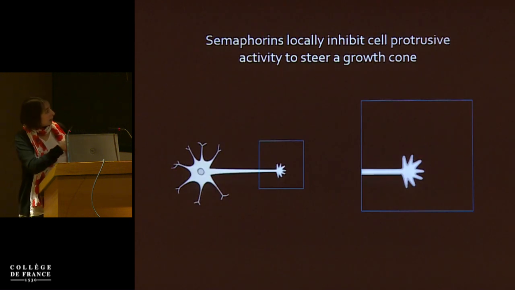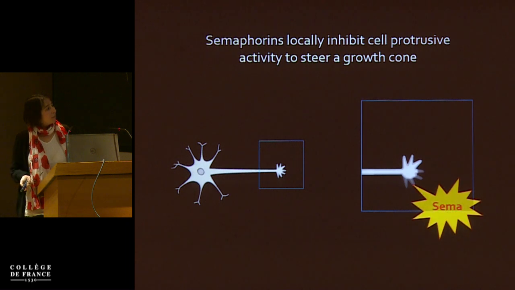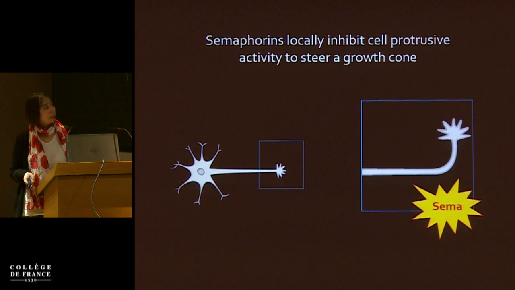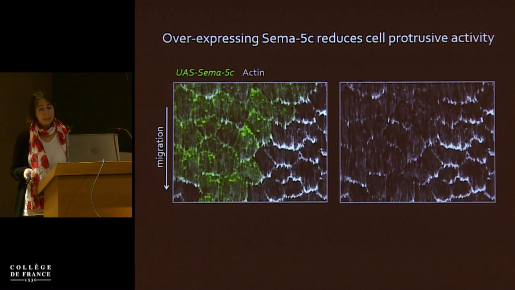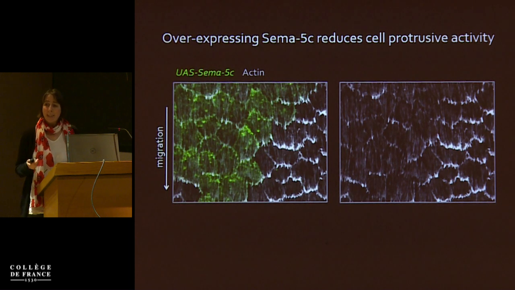Now, if we go back to thinking about this axonal model, where the growth cone that ultimately leads this axonal outgrowth is a migratory structure with a large protrusive front. When it encounters the semaphorin, you're locally inhibiting that protrusive activity, and that's largely what causes the growth cone to turn. And in fact, when we overexpress SEMA5C in this tissue, we see this suppression of protrusive activity. So here in green, these are the SEMA5C overexpressing cells compared to the wild-type cells on the right.